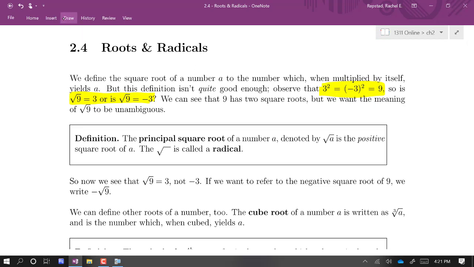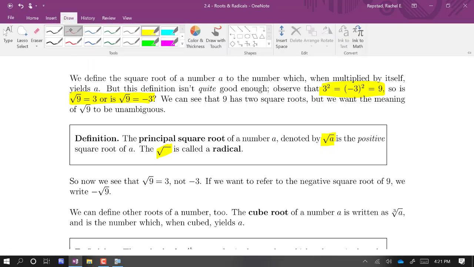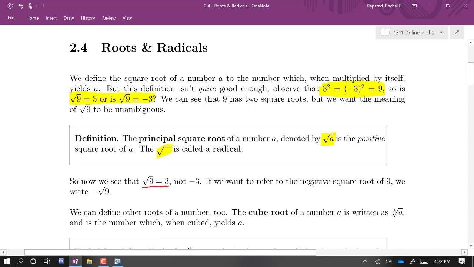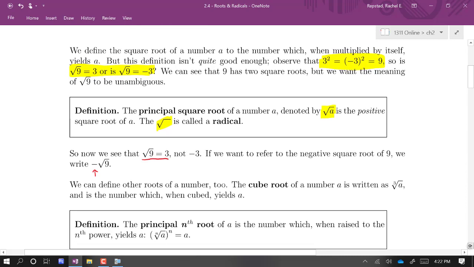So if we see a radical sign, right, like square root of a, that always means the positive root or the principal root of the number. So this guy right here, that's called the radical sign. So in fact, now we have an answer. The square root of 9 is equal to 3, not -3. But if I want to refer to the negative square root of 9, I simply put a negative in front of it.